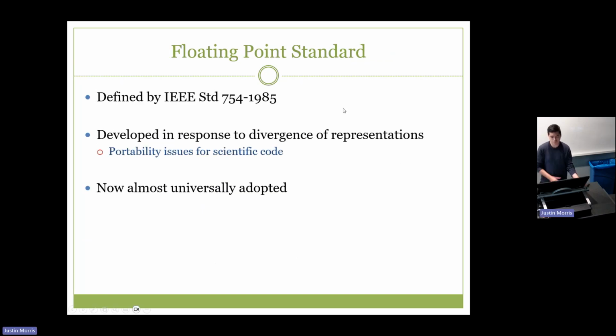So the floating point standard that is used today is the IEEE standard, and it was developed in response to a whole lot of different, diverging representations. If we wanted to share code across different developers using two different representations, it makes it very difficult to share that code. You would have to convert from each representation every time you want to use the other code.